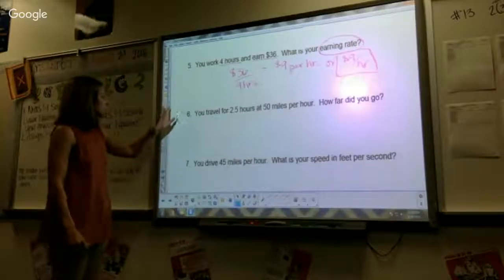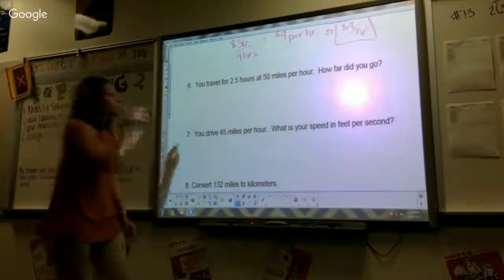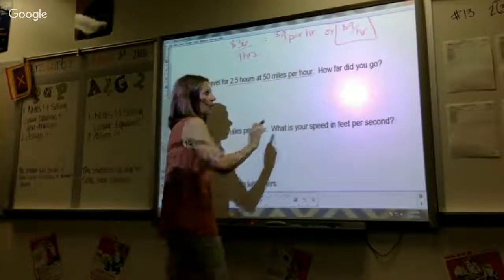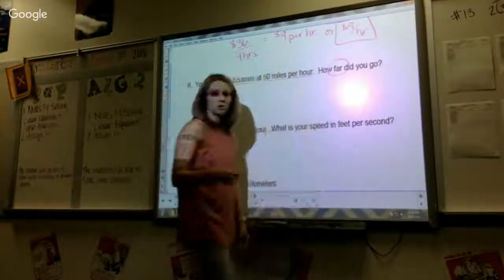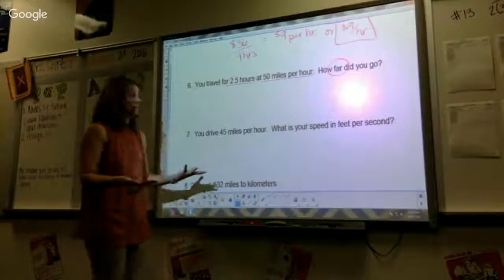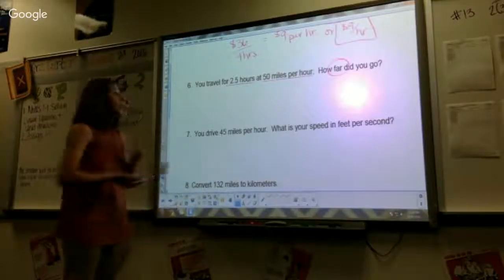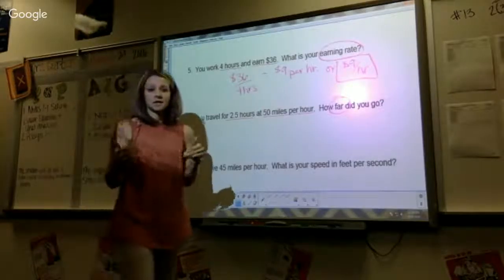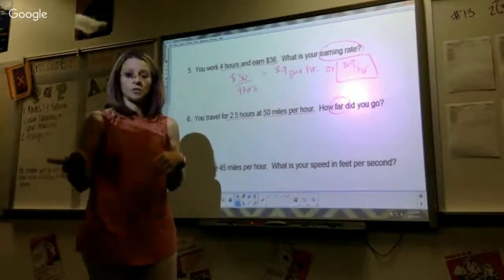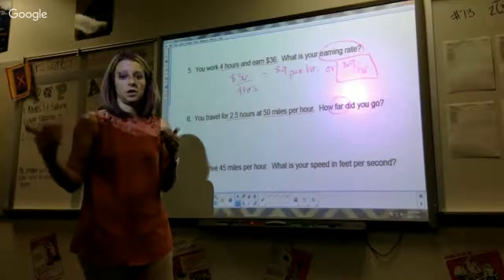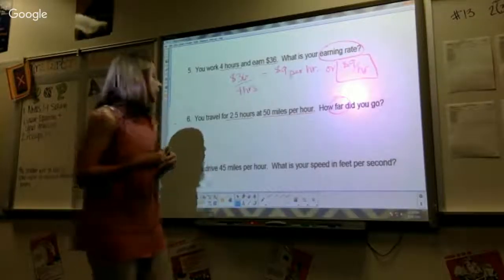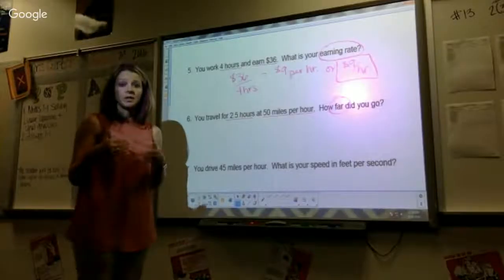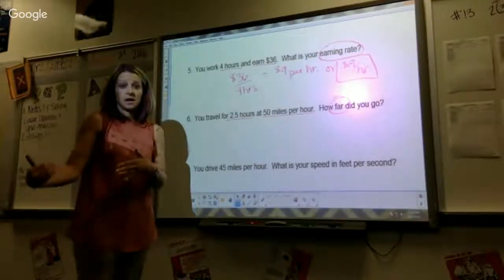Okay, so looking at number 6, you travel for 2.5 hours at 50 miles per hour. How far did you go? So you're trying to find the miles in this example. Okay. From here on out, I would like for you to start setting these up as ratios, because when you get to the larger problems, you're going to need to do that in order to figure out what you exactly need to do. Okay, so anytime that you see the word per, that means that you can divide by whatever it says after that per.